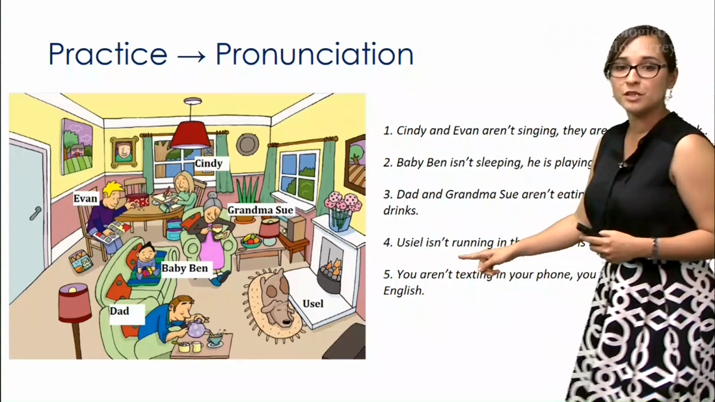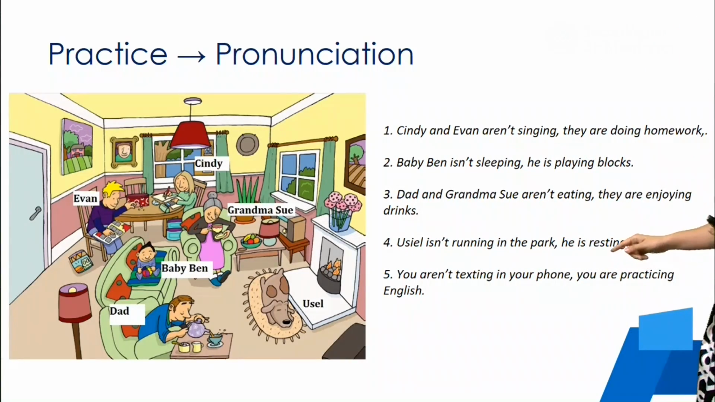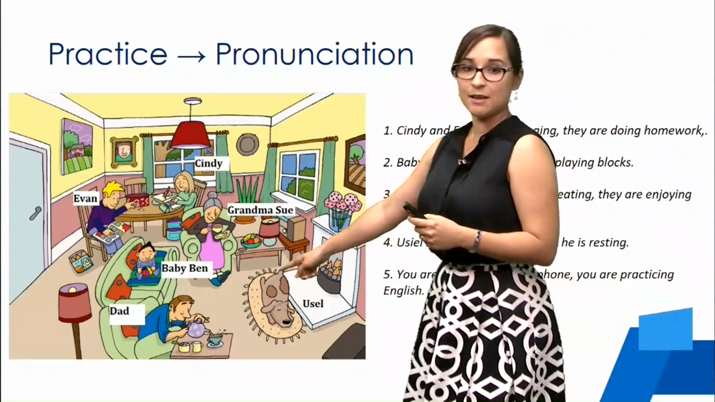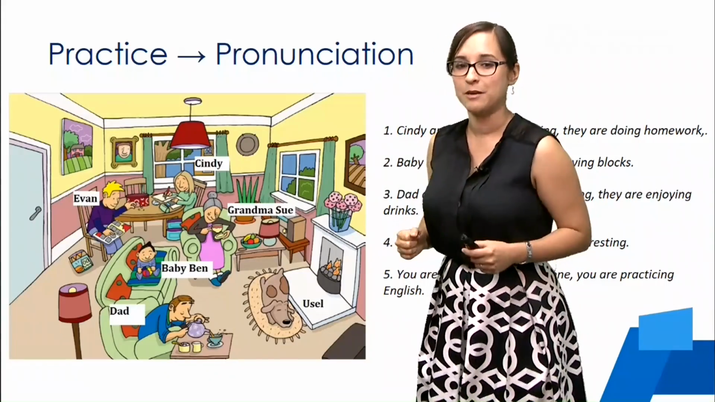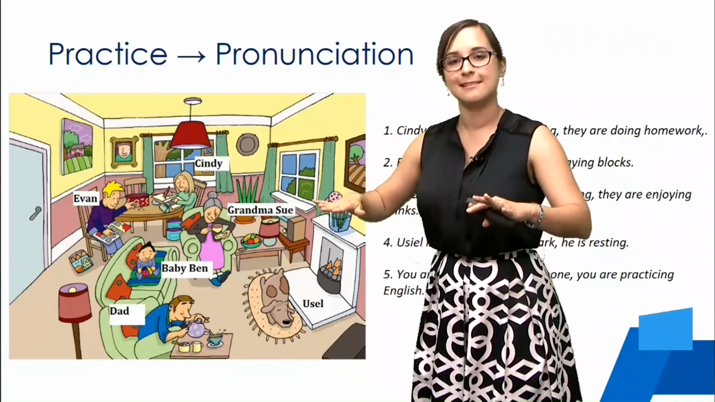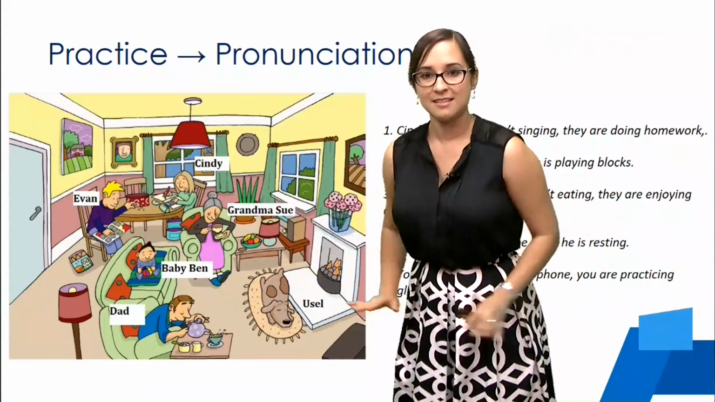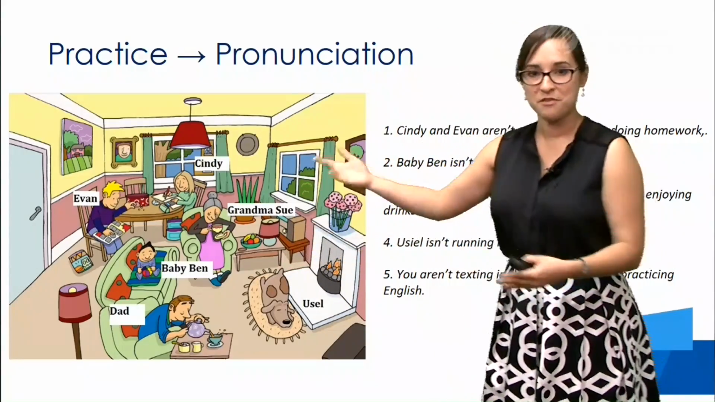Number 4, Yuso isn't running in the park, he is resting. Here we see Yuso. He's definitely not running. He isn't running, but he's resting. He's laying down on the carpet in the living room with the family.